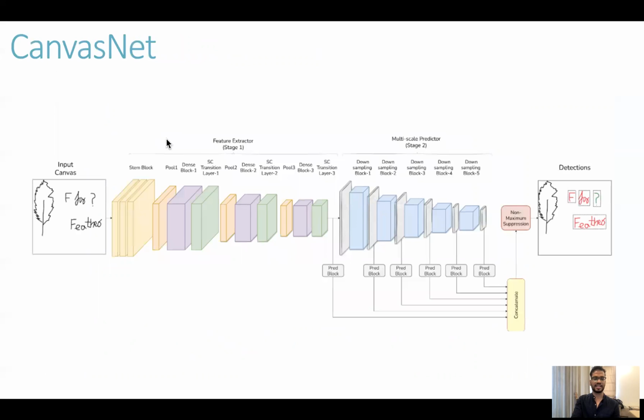Let's see what CanvasNet is. CanvasNet is a custom designed network which is used to predict atypical sketch content on these input images. Let's go through it step by step.